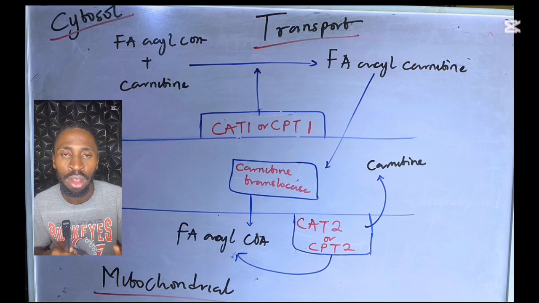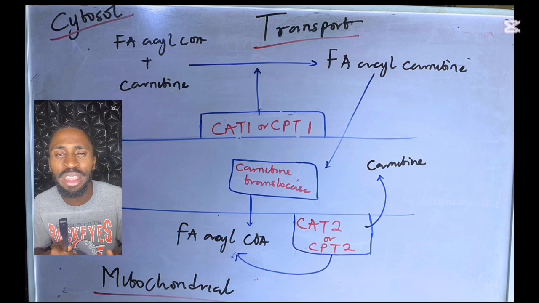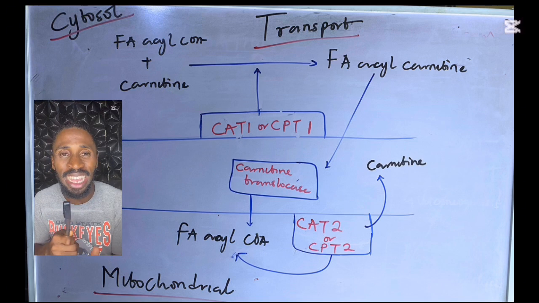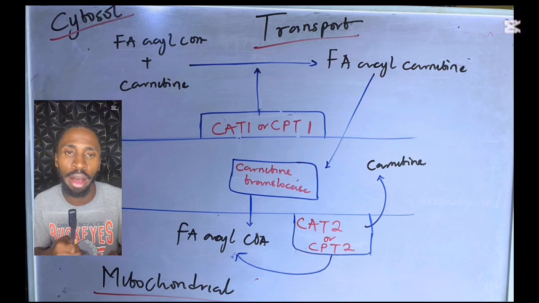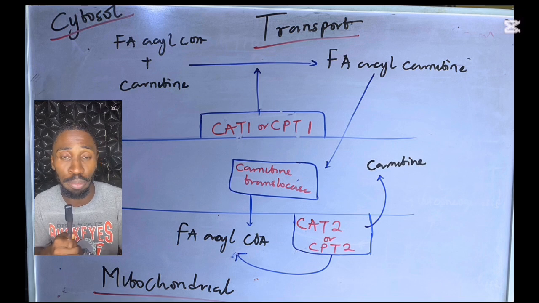We have CAT1, which is present in the outer part of the mitochondrial membrane. Then you have carnitine translocase, which is present in the middle part, while the inside has CAT2, which is carnitine acyl transferase 2, or CPT2, carnitine palmitoyl transferase type 2. So what do they do?